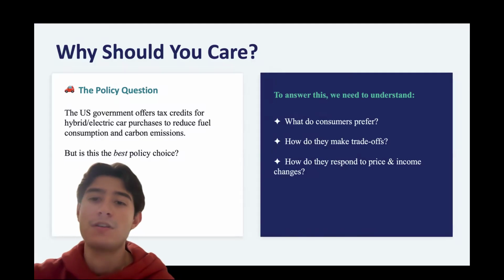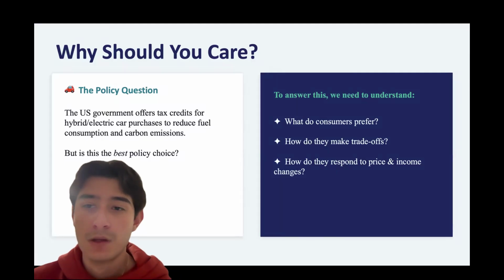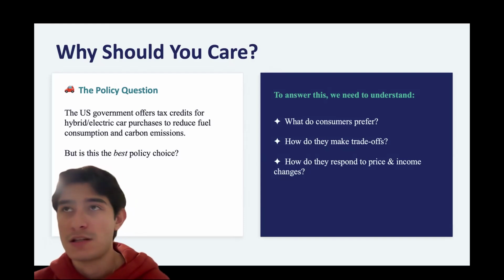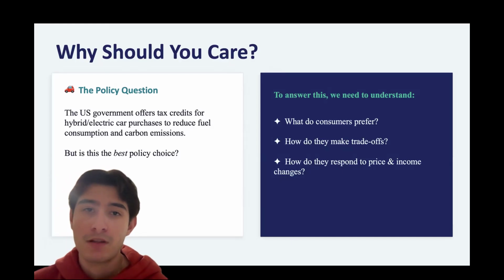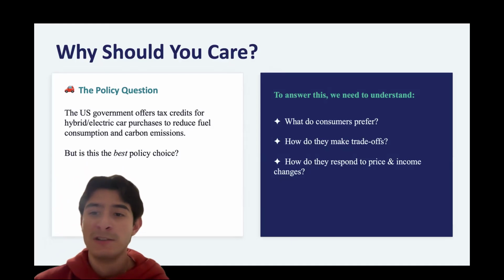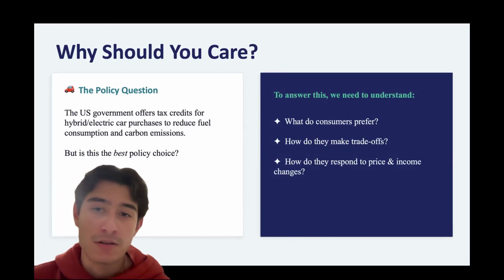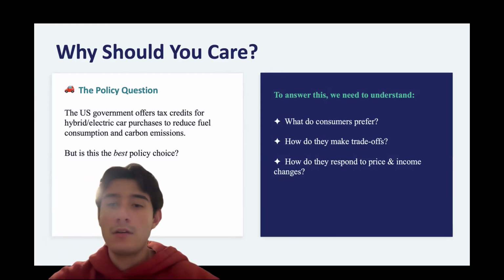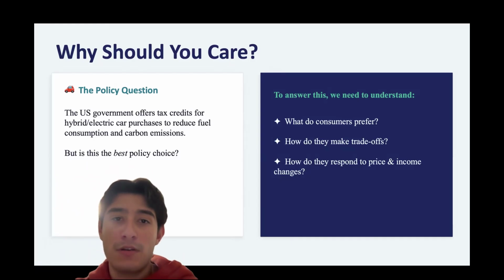Okay, first of all, why should we care? Before we get into theory, I want to start with a real-world example that the textbook uses to motivate this entire chapter. The US government offers tax credits to people who buy hybrid cars or electric cars, and the goal is simple: reduce fuel consumption and lower carbon emissions.